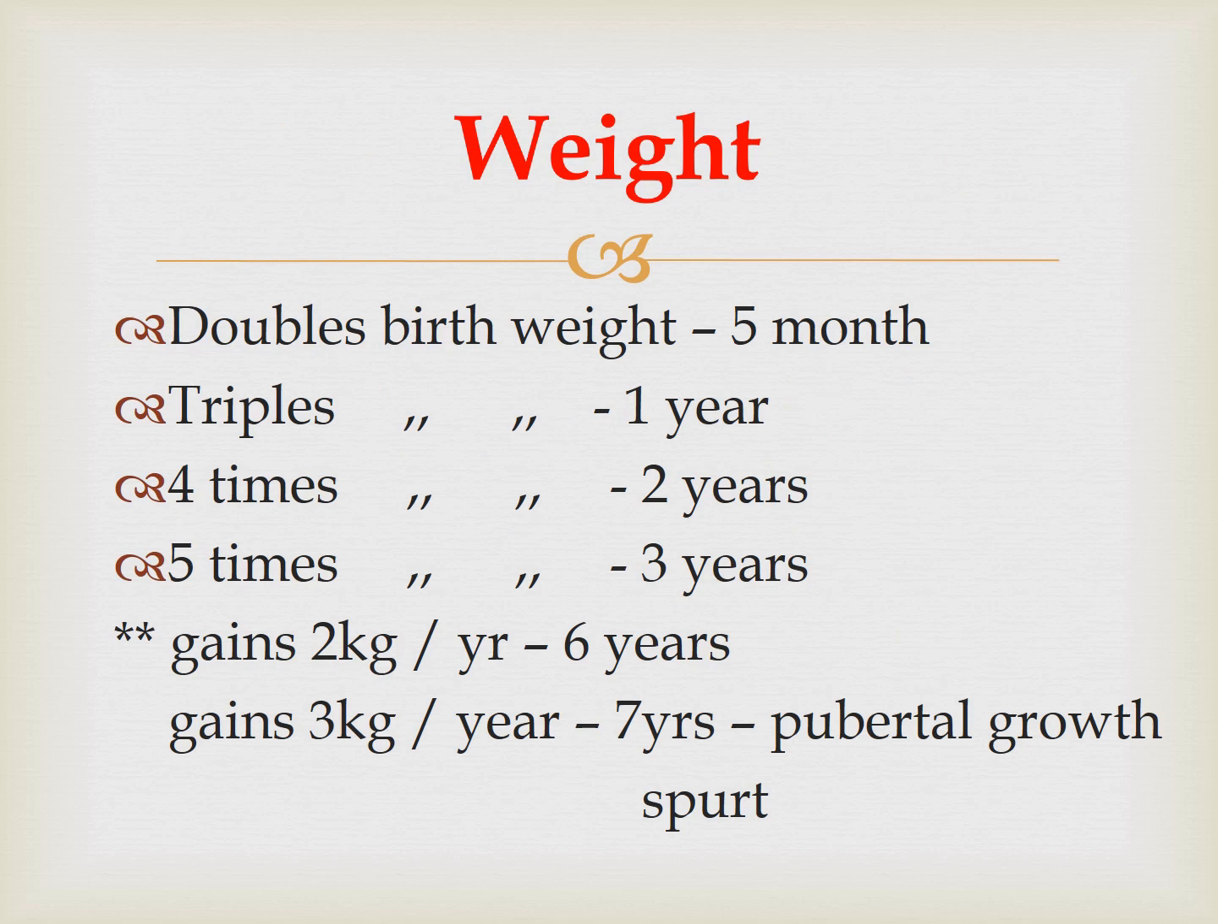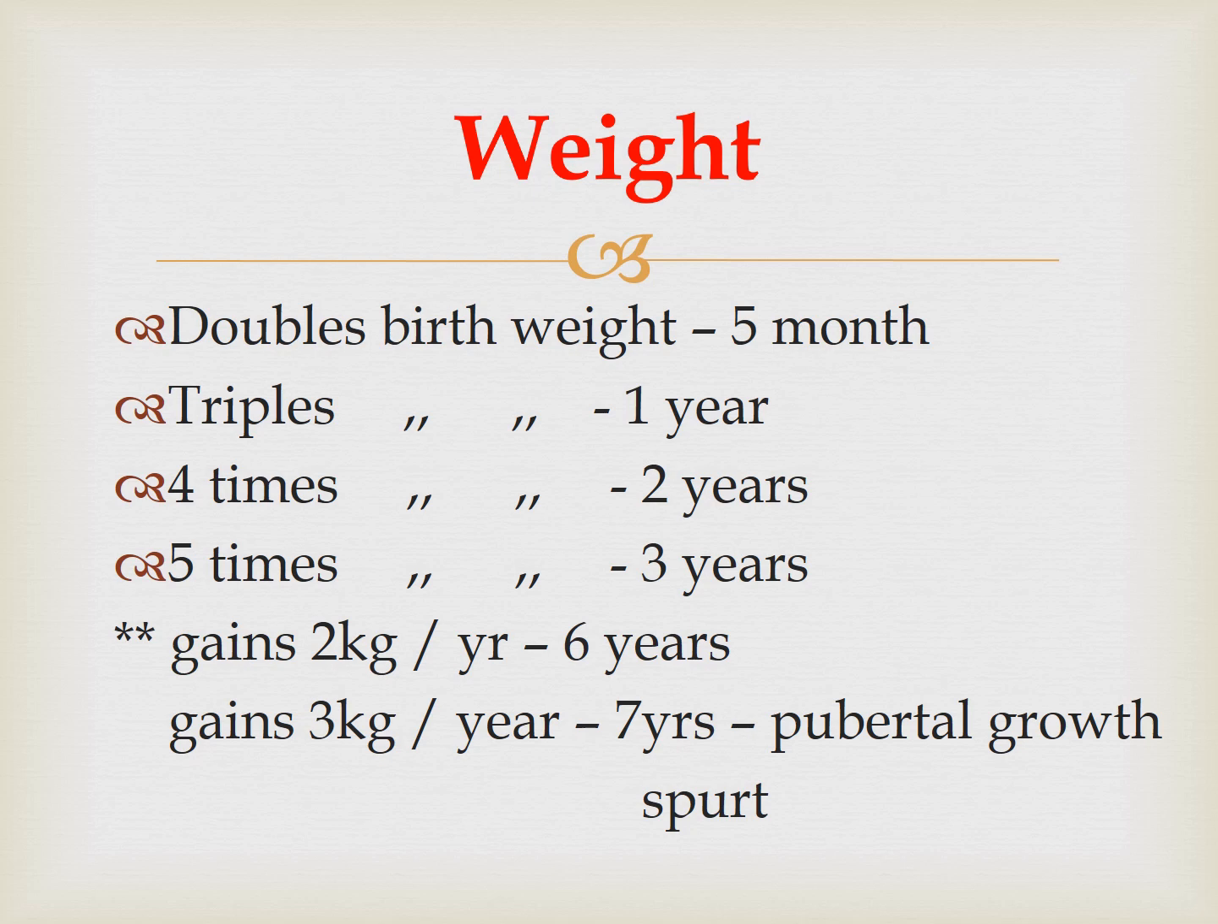And if you see, a baby doubles the birth weight by 5 months. Suppose 3 kg is the birth weight, by 5 months this baby should become 6 kg. Similarly, it triples the birth weight by 1 year. The birth weight becomes 4 times by 2 years. It becomes 5 times by 3 years. And in general, there is a gain of weight of 2 kg per year till 6 years of age. So at 1 year a child should be 10 kg, at 2 years 12, at 3 years 14, 16, 18, that way.